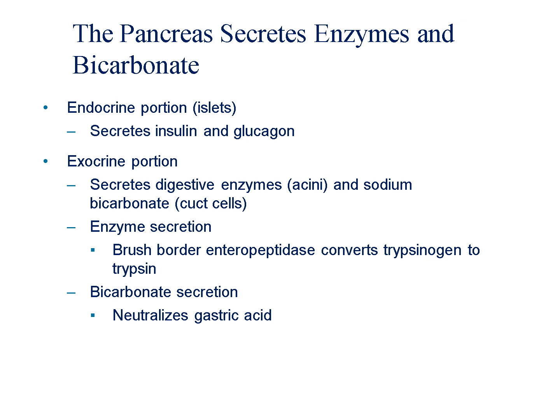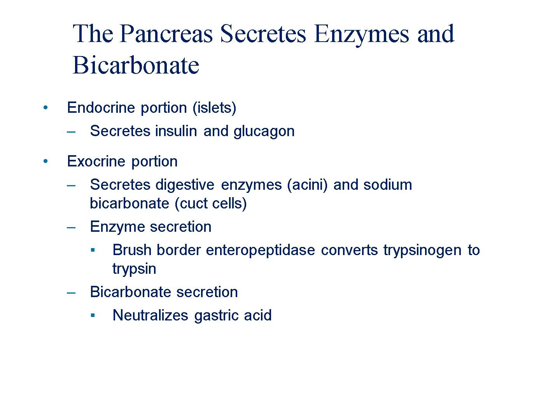Pancreatic enzyme secretion is carried out by acinar cells, which produce inactive digestive enzymes. One of these enzymes, trypsinogen, is converted into its active form, trypsin, by brush border enteropeptidase in the small intestine. Trypsin then activates other pancreatic enzymes, enabling the digestion of proteins, fats, and carbohydrates.